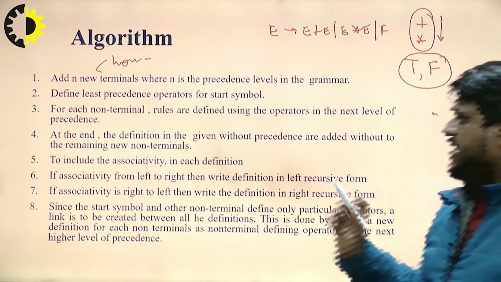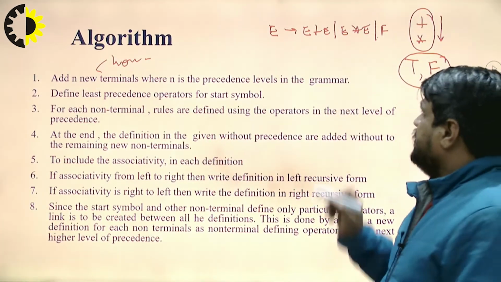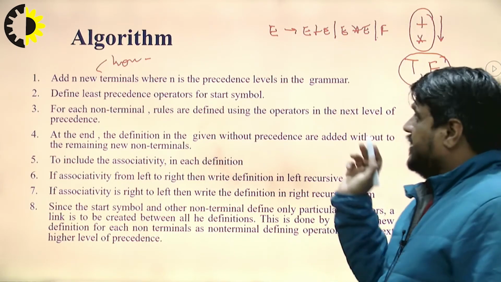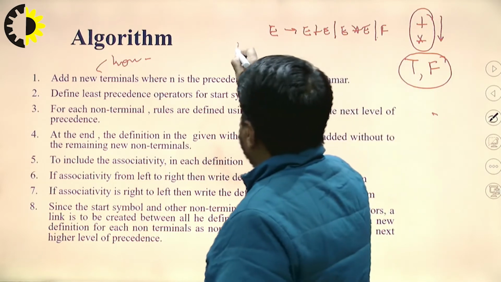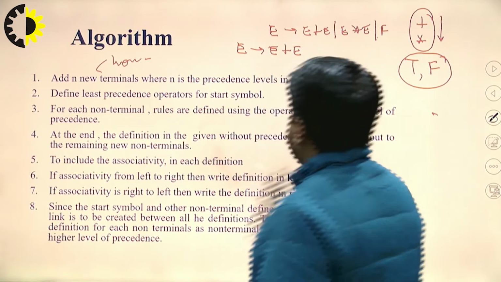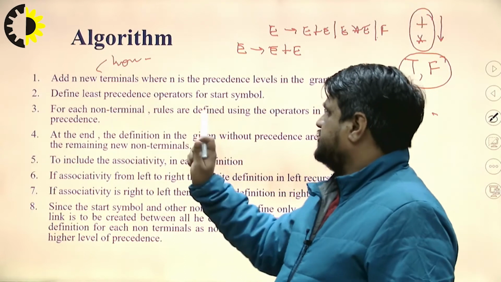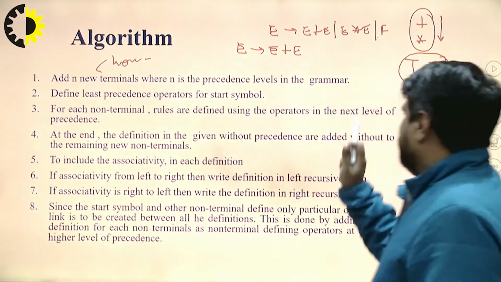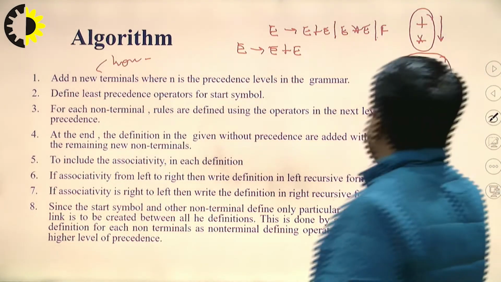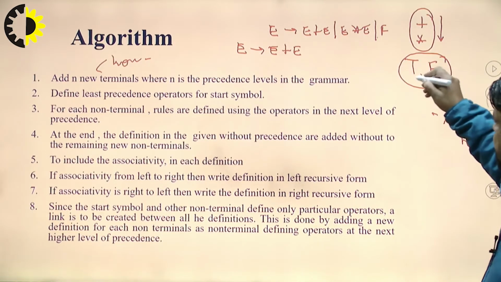What you have to do now is define the least precedence operator for the start symbol. What is the least precedence operator here? Plus is the least precedence operator, so you define it with the start symbol. You write E tends to E plus E. Now, for each non-terminal, rules are defined using the operator in the next level of precedence. The next level of precedence is multiplication, so next you select the non-terminal from here, which you have taken.